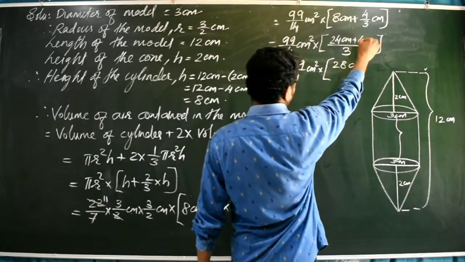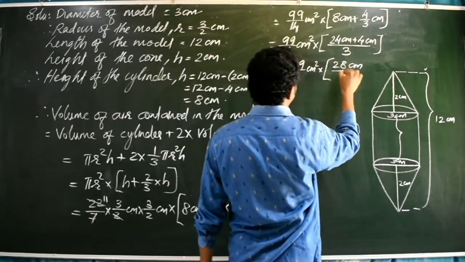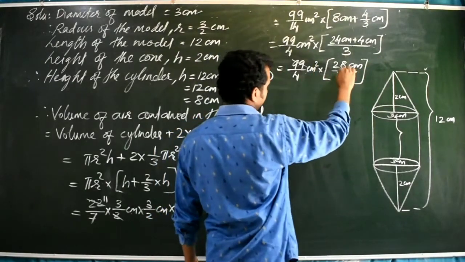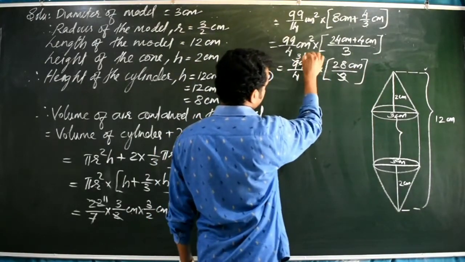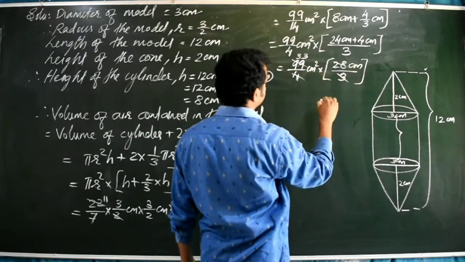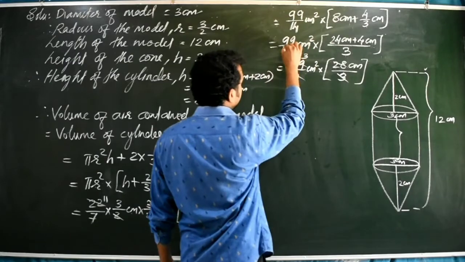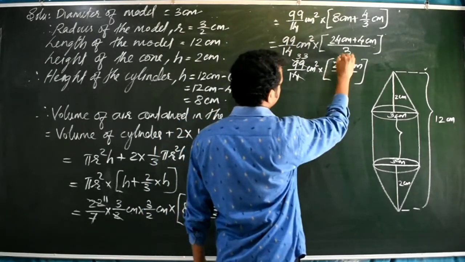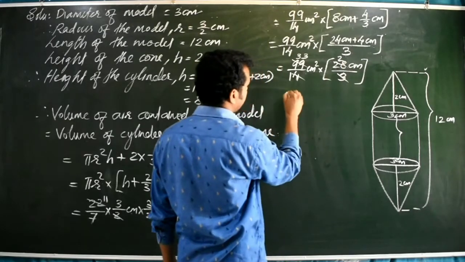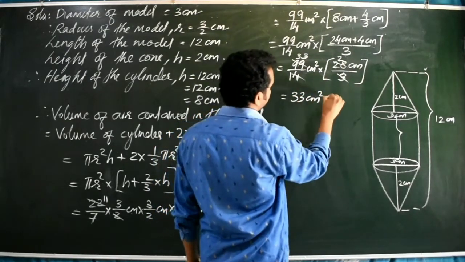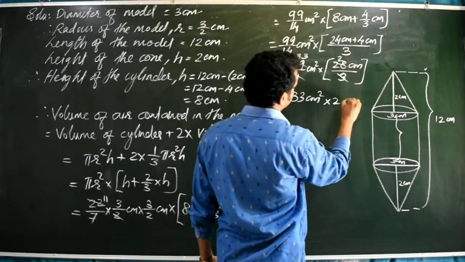24 centimeter plus 4 centimeter, it will come 28 centimeter divided by 3. Now that is equal to 99 divided by 3 we can cancel. 3 threes are 9, 3 threes are 9. 28 divided by 4 we can cancel. Oh sorry, it is 14. 99 divided by 14, 28 divided by 14, 14 twos are 28. Then that is equal to, remaining what is here? 33 centimeter square into, here it is 2 centimeter.